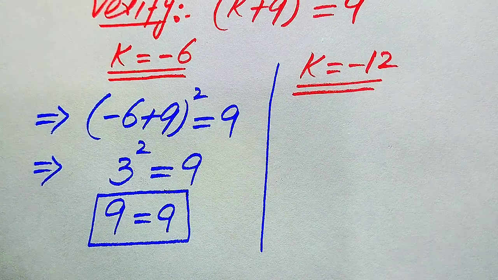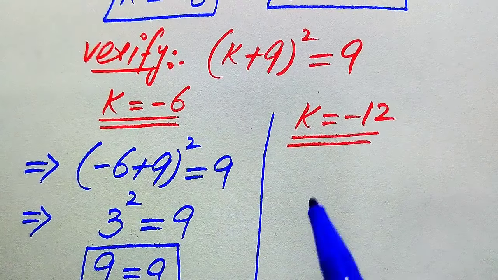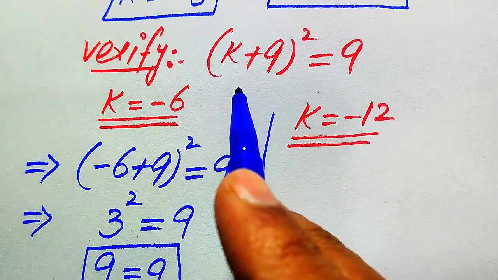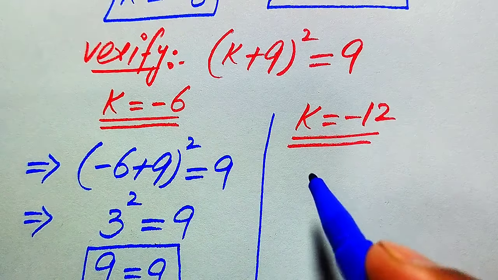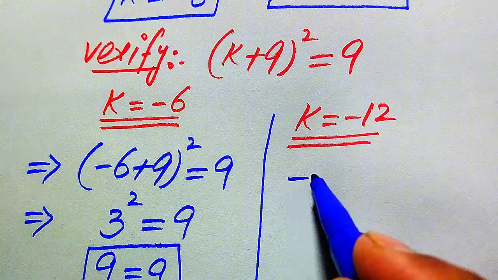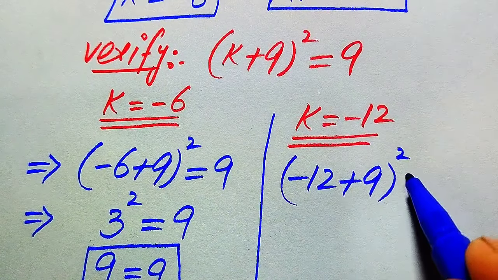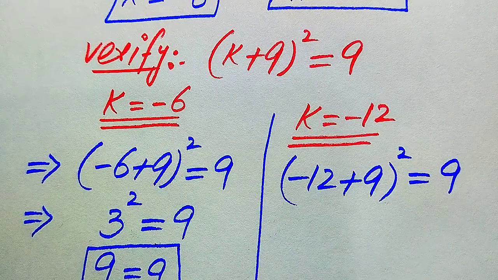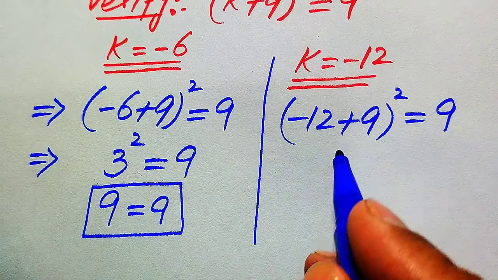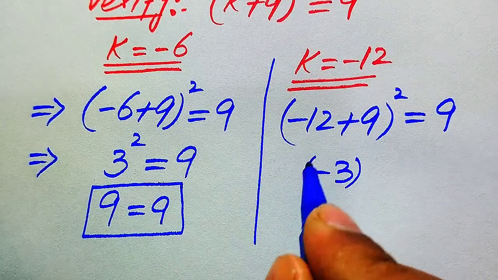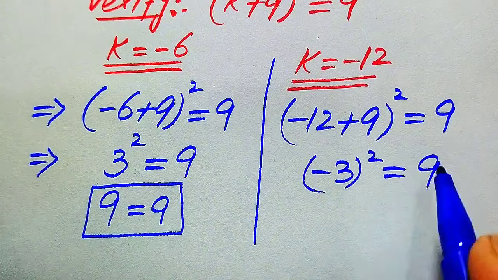Now in the same pattern we verify our second root. We put k = -12 into the left hand side, and it will be written as (-12 + 9)² = 9. Now you see here -12 + 9 becomes -3, and is (-3)² equal to 9 or not?